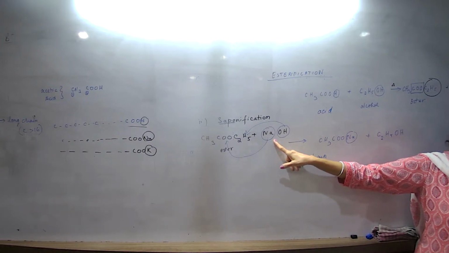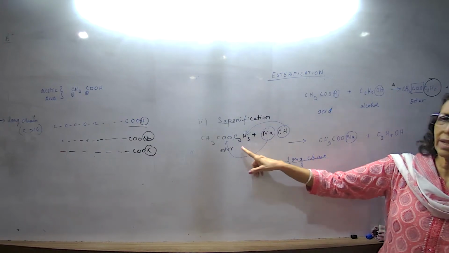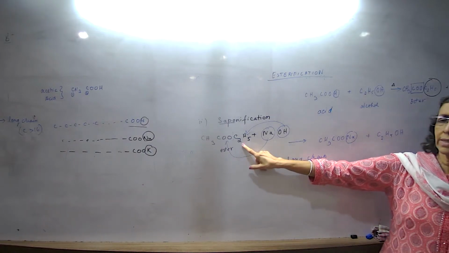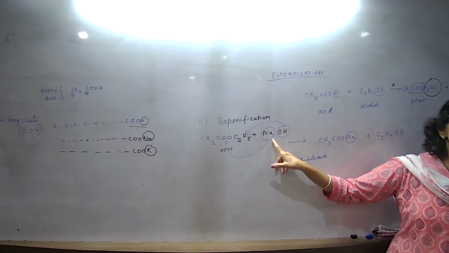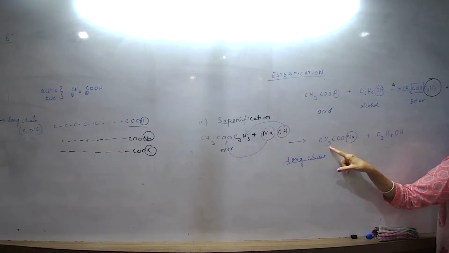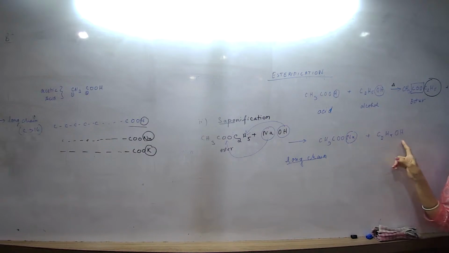Did you write down the saponification reaction, all of you? Here we are not taking a very long acid. We are taking a short acid just to give you an idea. So you take an ester, you react it with sodium hydroxide, you get a sodium salt of the acid. Which acid is this? Acetic acid, sodium acetate, and of course you get your alcohol. Look at your textbook once again.